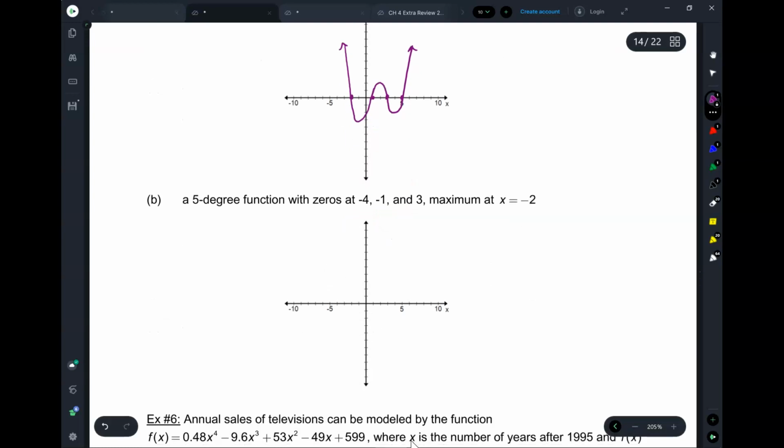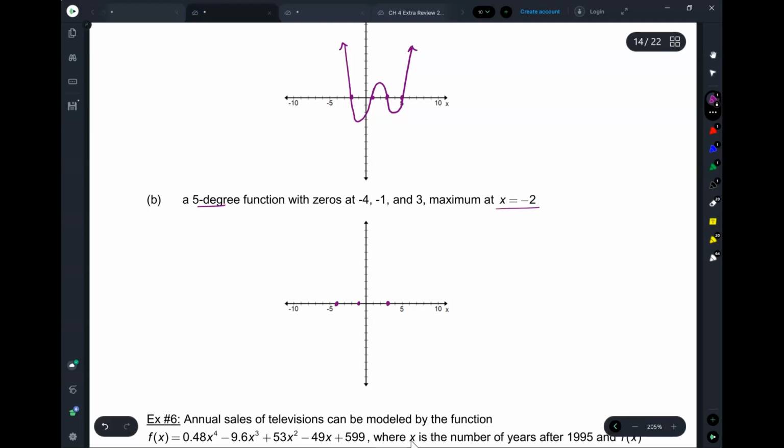Here we go. A 5-degree function with zeros at these points, right? So look, there is a degree of 5, but only 3 real zeros at -4, at 1, at -1, and at 3. But what does the 5 degree tell us? What were you saying, Yali? That it's odd. So one end is going to be pointing, right? One end is up and one end is down.